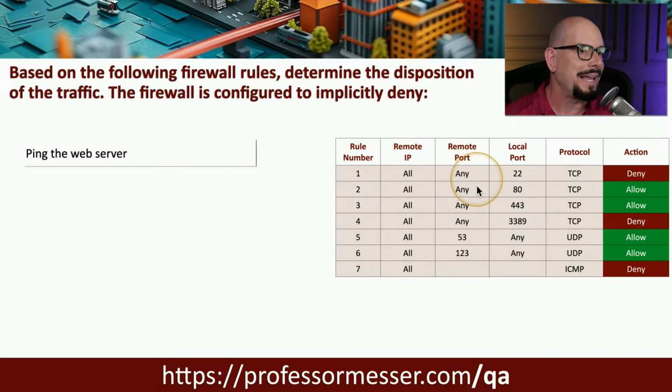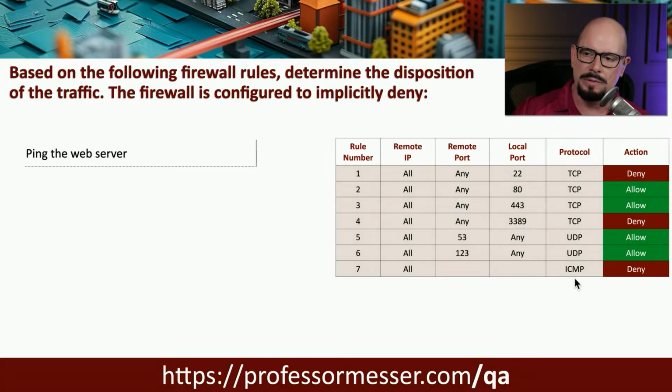Remote port numbers, any port number would mean anything that we have. We also have port 53 and port 123 listed here. And we also have at the very bottom a rule that has no port numbers because the protocol is not TCP and the protocol is not UDP. The protocol is ICMP. And that is an important thing to keep in mind too, because ICMP doesn't have port numbers associated with it. So another one to consider as you are going through the specifics of this. Pinging the web server, a ping, it's important to know, it's not a TCP protocol. It's not a UDP protocol. It is ICMP, the Internet Control Message Protocol.